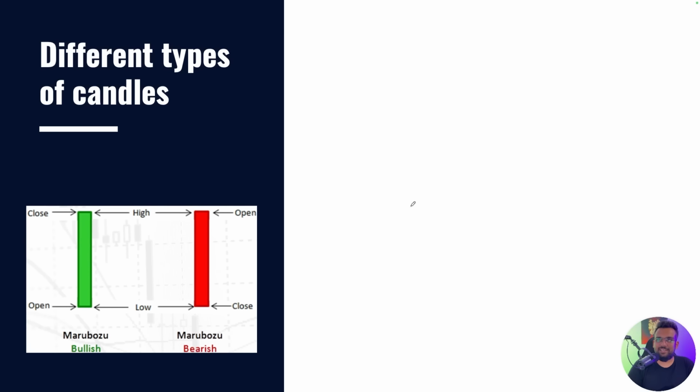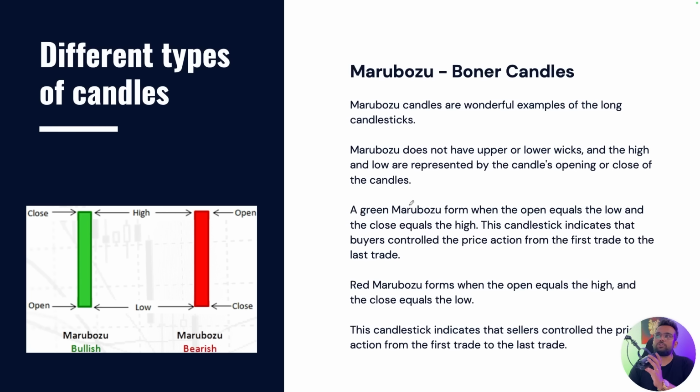Now you understand what candlesticks are. So let's look at the different types of candlestick patterns, the stuff that I like the most. The first one that I like the most is called the Marubozu candle. You do not need to remember this. I like to call them boner candles.